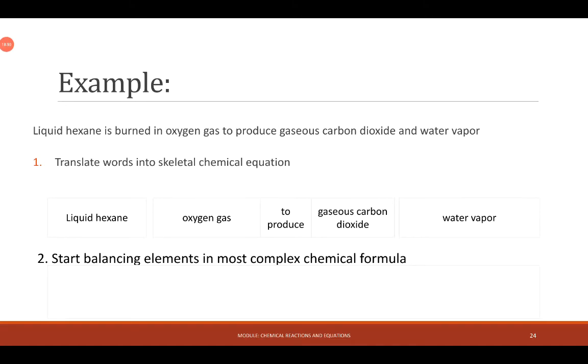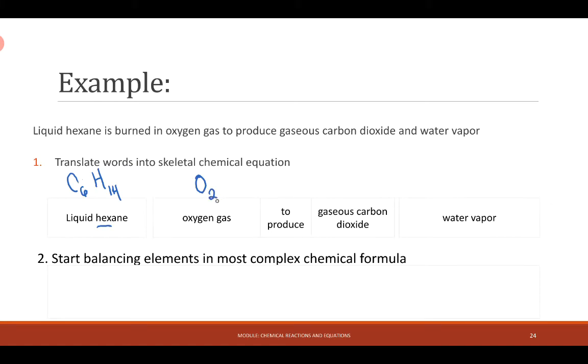Here's another practice problem. This one reads, liquid hexane is burned in oxygen gas to produce carbon dioxide and water vapor. And so I got to translate these words into a skeletal chemical equation. And so it says liquid hexane. And so I know that hexane is going to have 6 carbons. And since it's going to follow my 2n plus 2 rule, that's going to be 12 plus 2, which is 14. And so hexane must have 6 carbons and 14 hydrogens.